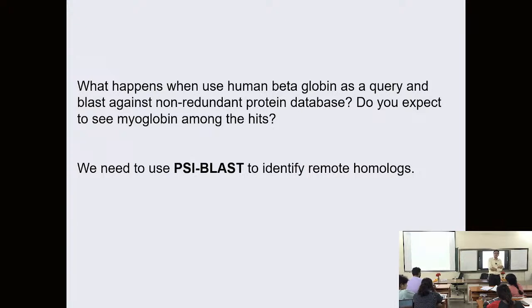So BLAST is not good for comparing sequences that have evolved a long time ago, that are highly divergent or highly dissimilar sequences. We need some different program. And that different program is SciBLAST, which we will learn in a moment.